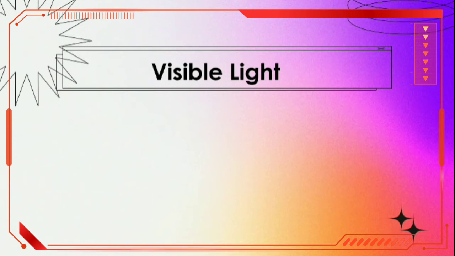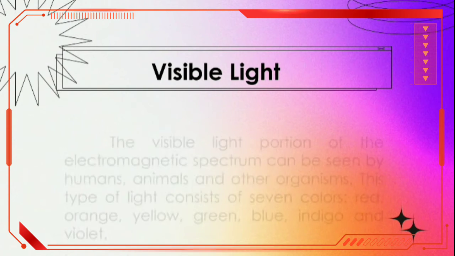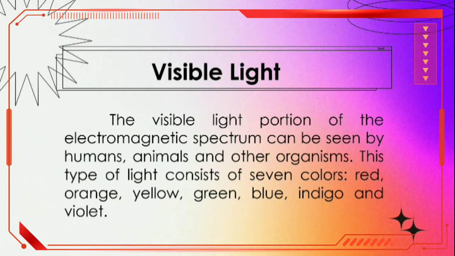Next will be the visible light. So the visible light portion of the electromagnetic spectrum can be seen by humans, animals, and other organisms. This type of light consists of 7 colors: red, orange, yellow, green, blue, indigo, and violet. When all the colors are present at one time, the light is white. Rainbows are created when visible light passes through raindrops. The raindrops act like a prism and break the light down into its individual colors. Overexposure to visible light can damage both the eyes and skin.